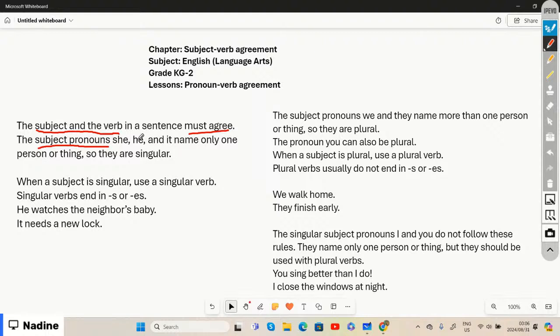The subject pronouns are words like she, he, and it, and they name only one person or only one thing, right? Which means that if we use the words she, he, and it, it names only one person or it names one thing. And it is singular.